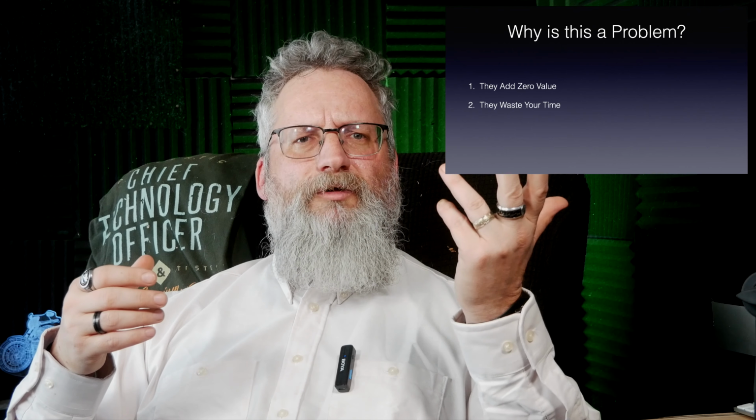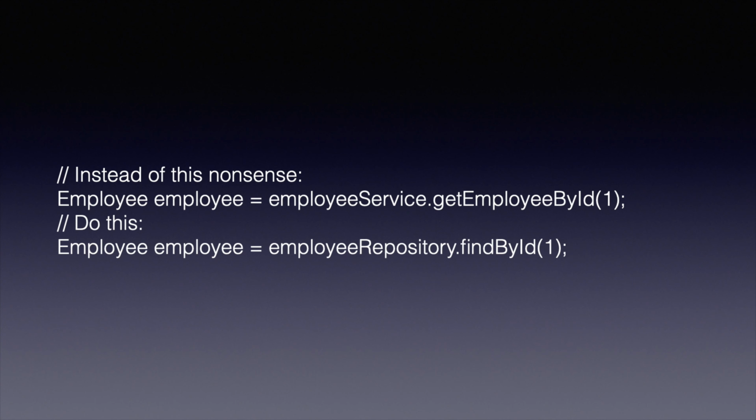Number two, they waste your time. Debugging a problem? Guess what? Now you have to trace through that extra class that does nothing. It's like being on hold with customer service only to be transferred to someone else who can actually help you. Number three, middlemen make your system more brittle. A change in the class they delegate to often means you have to update the middleman too. That's double the work for no reason.